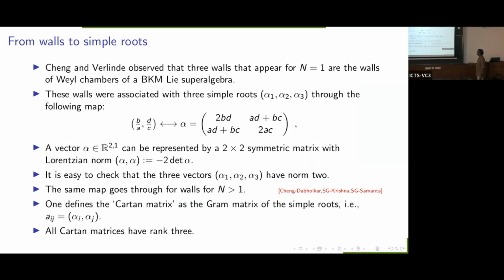Okay. And the same map actually goes through for walls which are not just n equal to 1, but n greater than 1. And this is work of Cheng and Borcherds, and then me and my students. And then one defines a Cartan matrix as the Gram matrix or the inner product of these roots. And all Cartan matrices have rank 3.